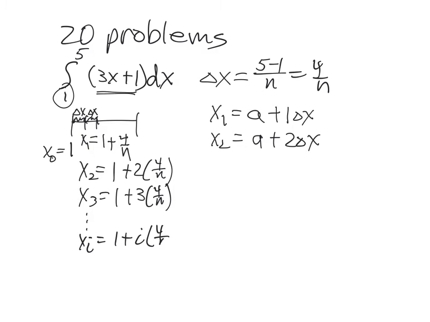Do we have to write the other stuff, or can we just write that? No. If you recognize it right away. Okay. 1 plus 4i over n. Now that's the x value of each subinterval, the right endpoint technically of each subinterval. But what we need in the summation is f of x. So plug this into the function.